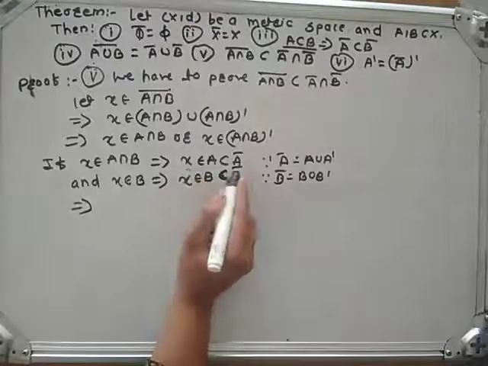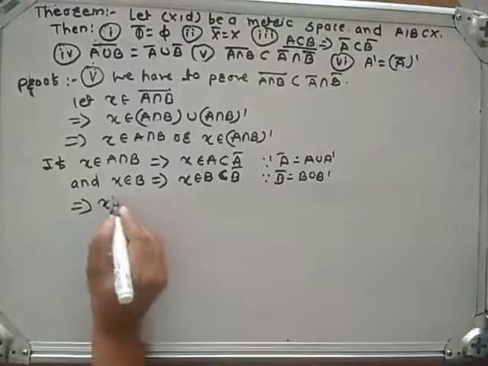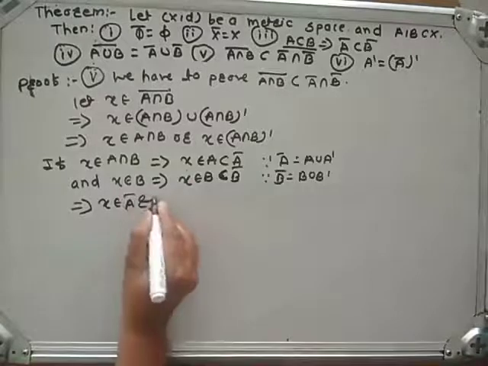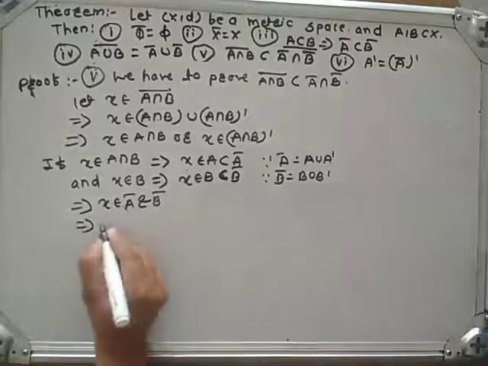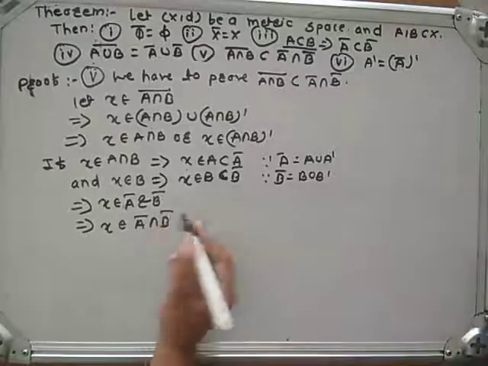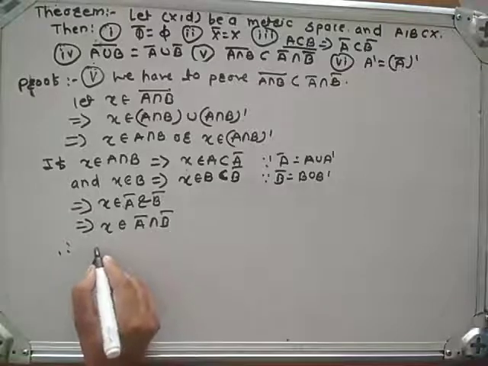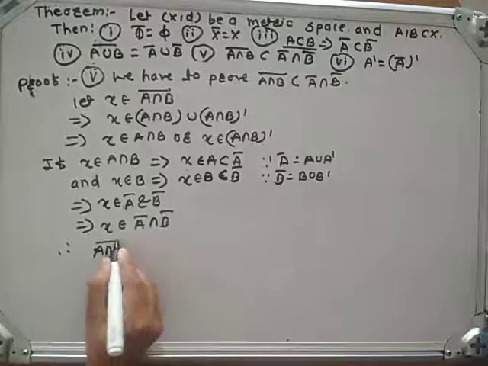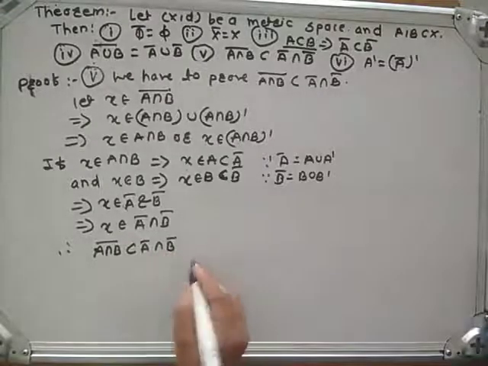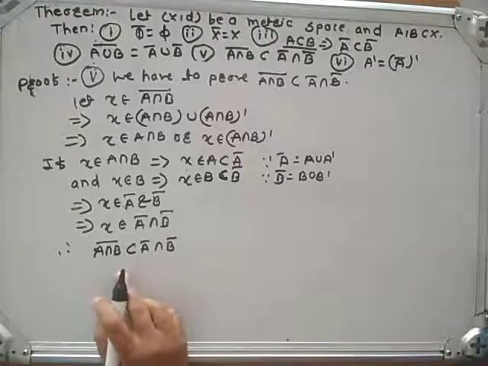Here we get x belongs to A closure and x belongs to B closure. That implies x belongs to A closure intersection B closure. Hence we get A intersection B closure is a subset of A closure intersection B closure. Hence the proof of part 5 is complete.